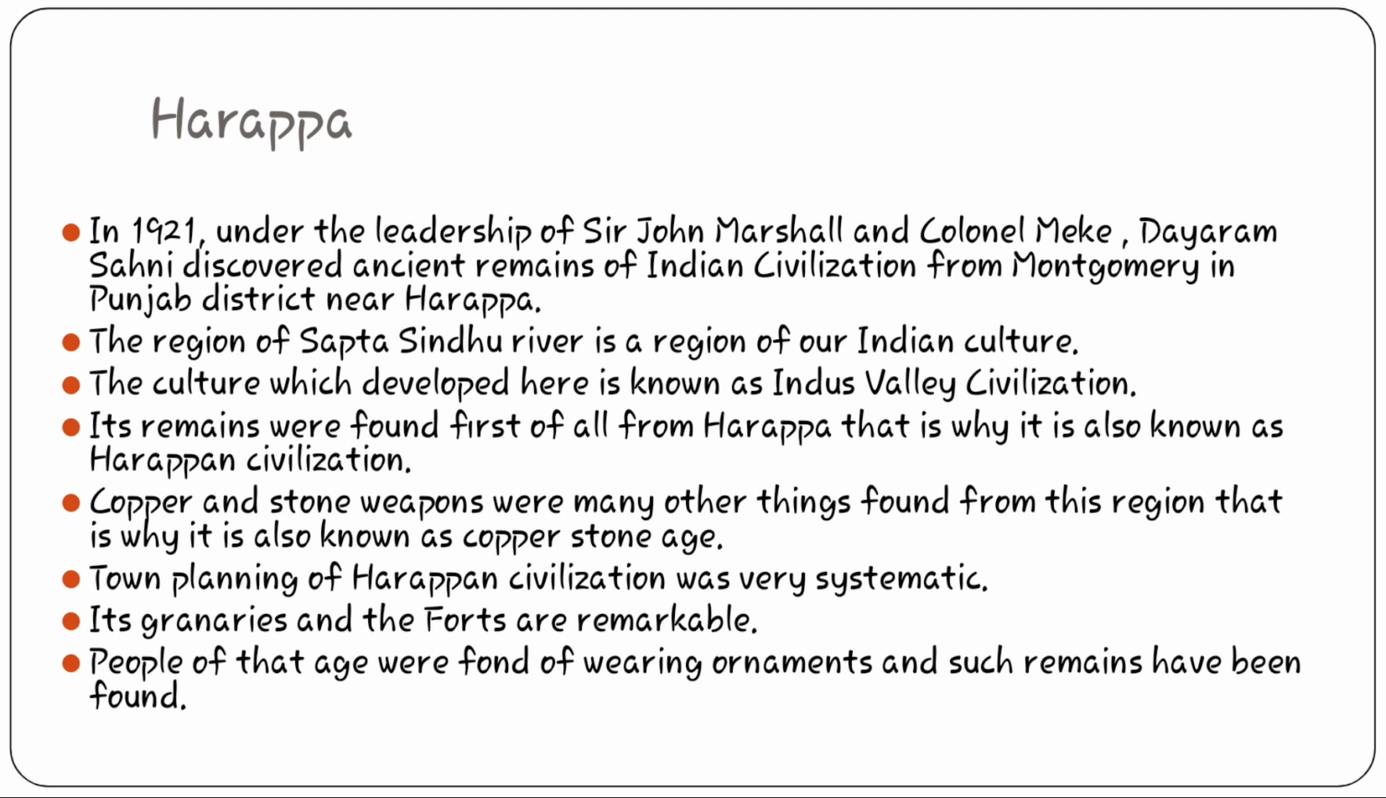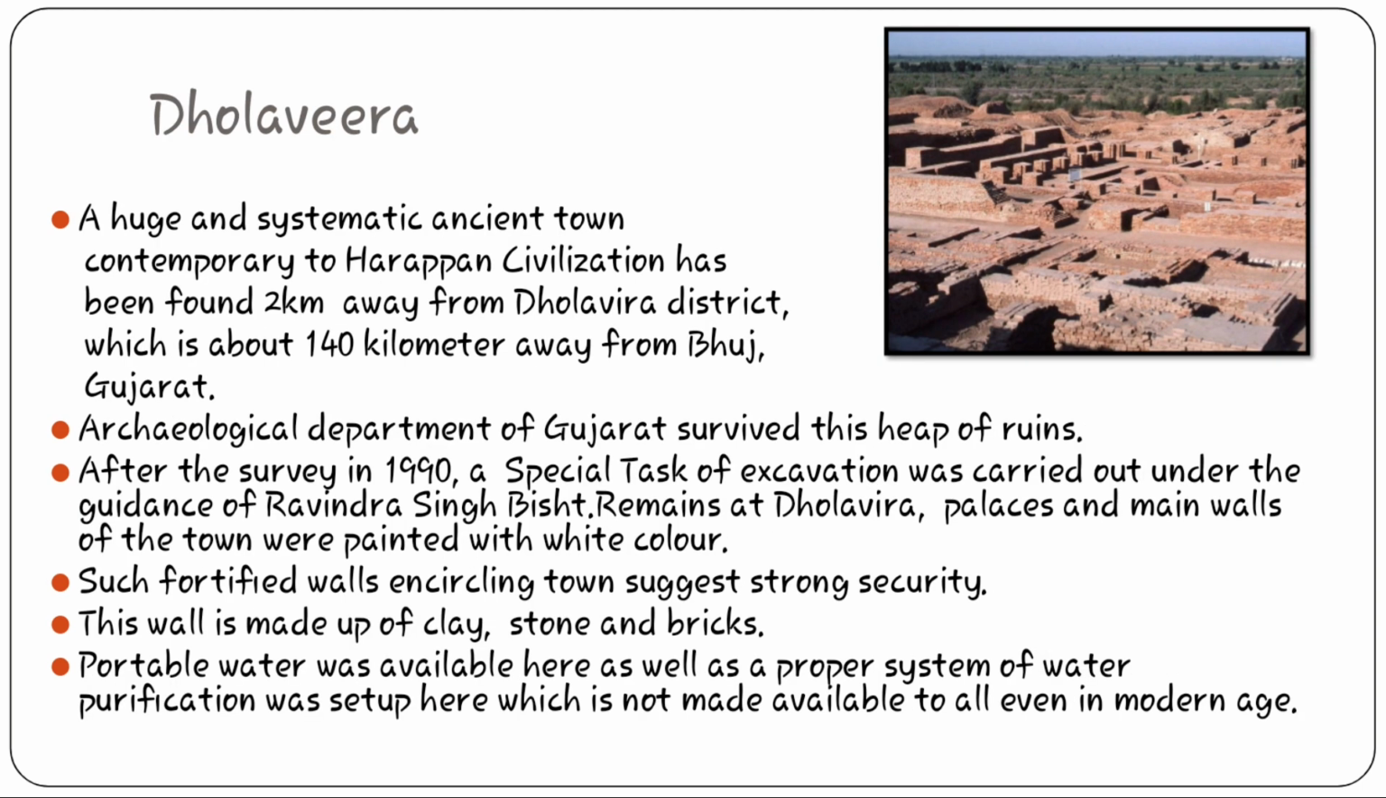Town planning of Harappan civilization was very systematic. We are having many proofs of that time. The people of that age, they were fond of wearing ornaments because they have got remains of different types of ornaments of that place. Next one is Dholavira. We all are familiar with Dholavira because it is situated in Bachavu Taluk. That is almost 140 kilometers away from Bhuj in Gujarat.